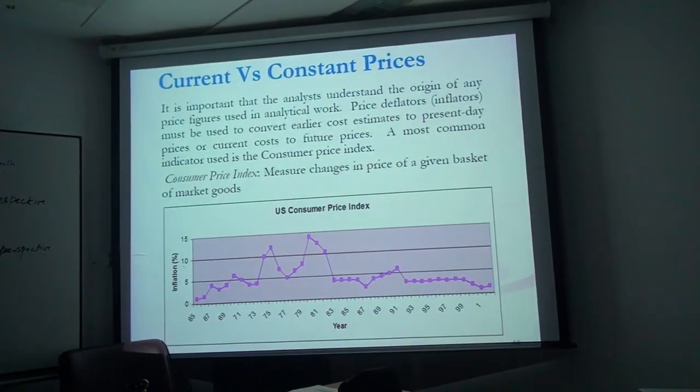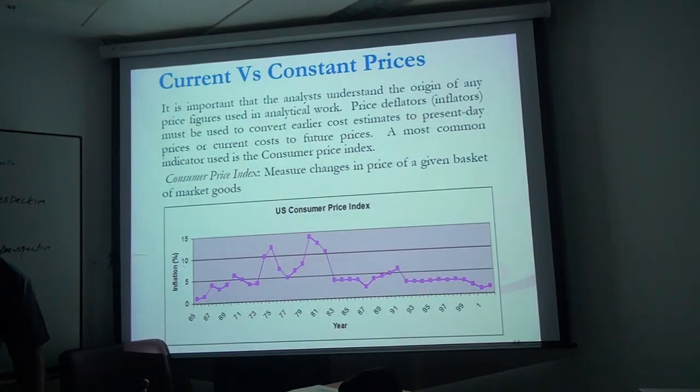Okay, this concept of current versus constant prices, we have already talked about when I talked about escalation and inflation. Basically, inflation is also evaluated through the consumer price index, which measures the changes in price of a given basket of market goods. And from there we can find out how much inflation has occurred.